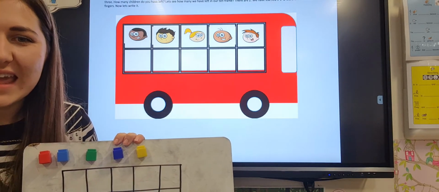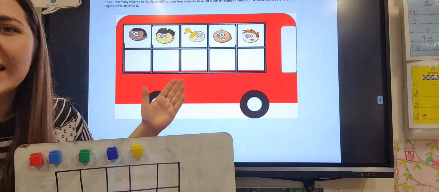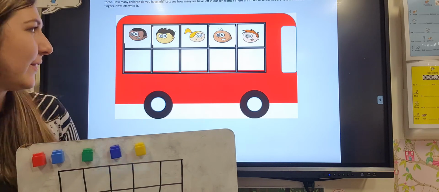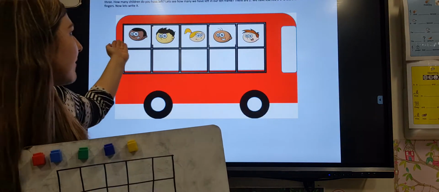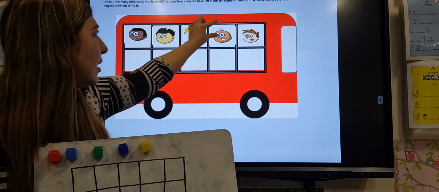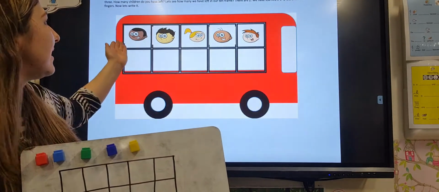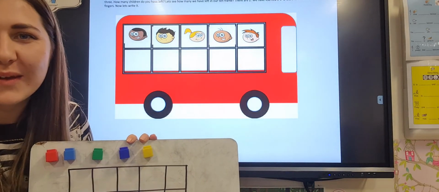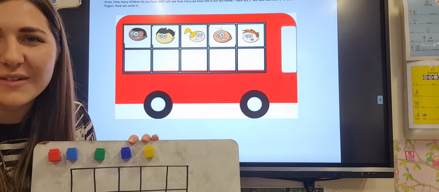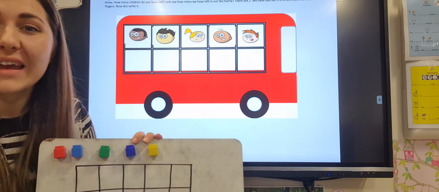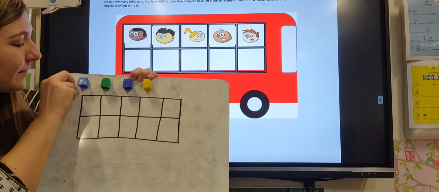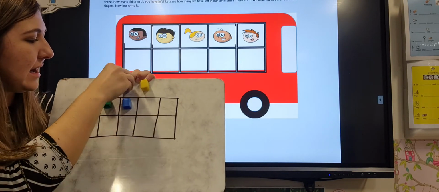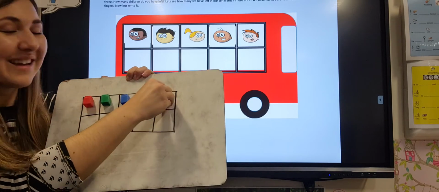My story today is about some children on the bus. Look at my picture. How many children can you see on the bus? I can see there are 5. The top row of my tens frame is full. There are 5 children on the bus. Our whole is 5. Let's put 5 into our tens frame. 1, 2, 3, 4, 5.